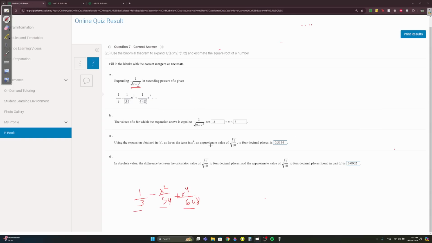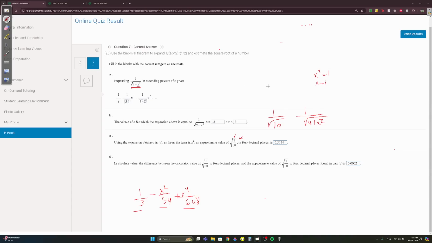Using the expansion found as far as the term in x to the power 4 in part A, find radical 1 over 10. Okay, now we have radical 1, forget about the radical, they put it to trick you. Radical 1 is just 1, so they want 1 over radical 10. And what do I have? I have 1 over radical 9 plus x squared. How do I make this into 10? 9 plus x squared. I have to add 1, 9 plus 1, right? And x squared equals 1, so x is 1, right?